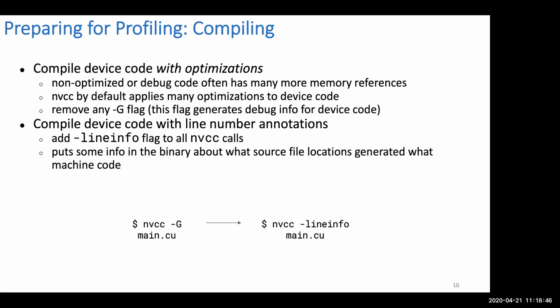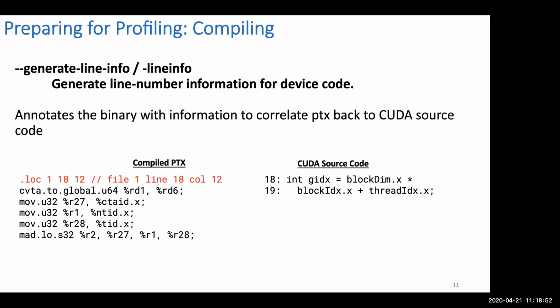It just inserts a few annotations. So you want to remove the -G and add -lineinfo instead. Just for example, on the left we have some GPU assembly code. On the right, we have the corresponding CUDA source code. This is a very common piece of source code: getting the block dimension times the block ID plus the thread ID, so sort of a global ID in the thread space.